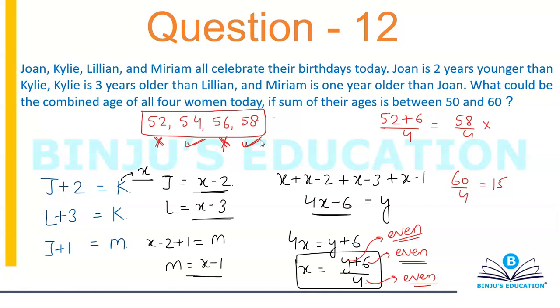If it comes in GMAT, they're probably going to miss out on one of the values. They'll give you only one of the options. Or probably they will say that, okay, it's from 50 to 57 only. So that's again a possibility.